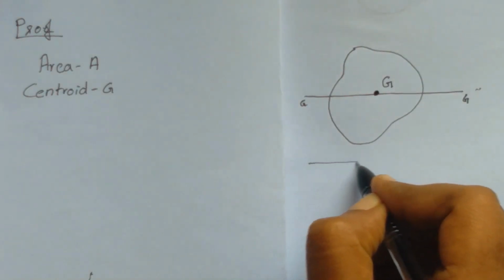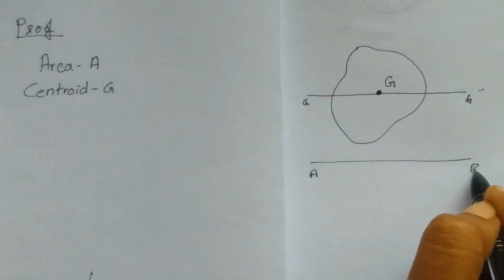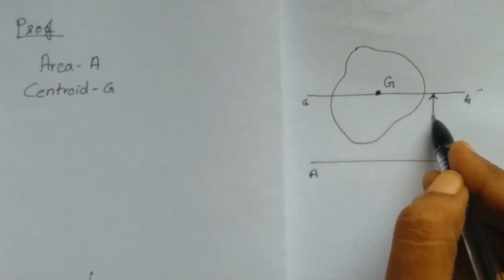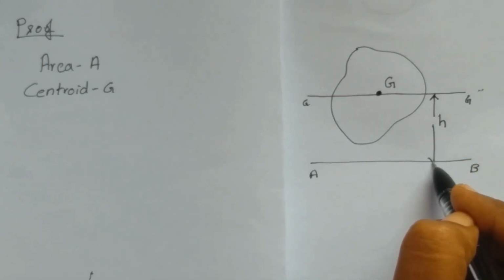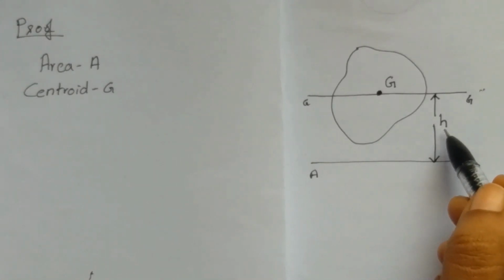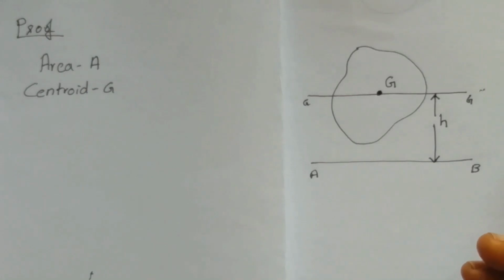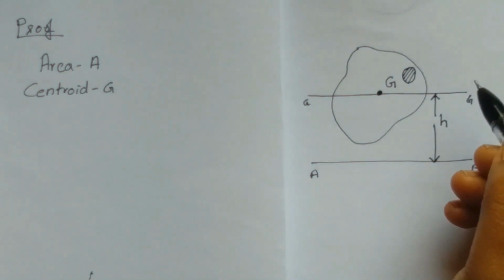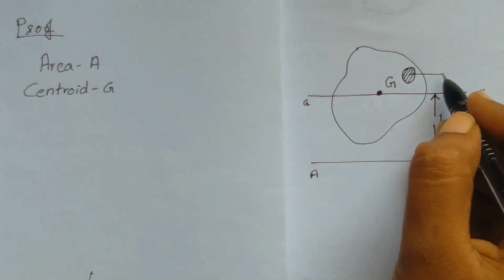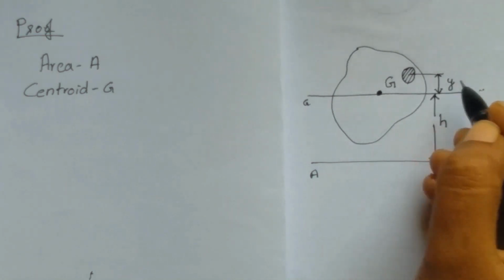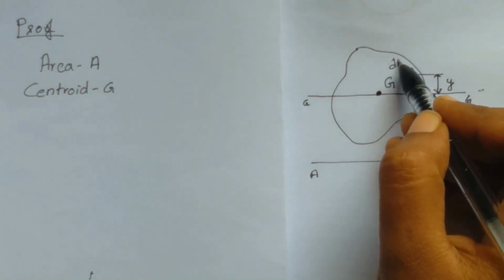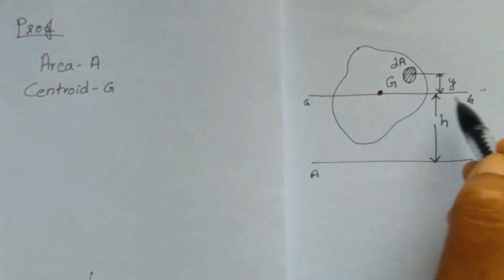Let us consider another axis AB such that this axis is parallel to the centroidal axis GG and is at a distance h from the centroidal axis. So h is the distance between the two parallel axes. Now let us consider an elemental area dA whose centroid is at a distance y from the centroidal axis of the entire lamina. So this is an elemental area dA. It is at a distance y from the centroidal axis.